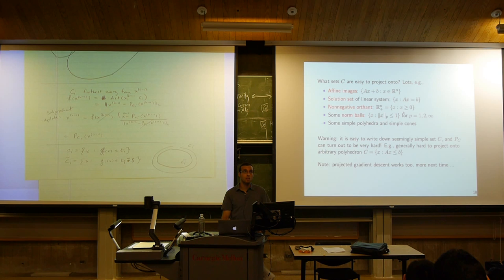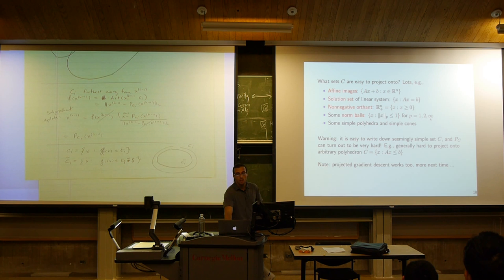Norm balls are often easy to project onto. For example, you already know how to project onto the two norm ball, which is just take the vector you're given and normalize it. That's the closest vector in the two norm ball to any given vector. It's also possible when the norm is not just the L2 norm, but say the L1 norm or the infinity norm. Those are easy sets to project onto as well.